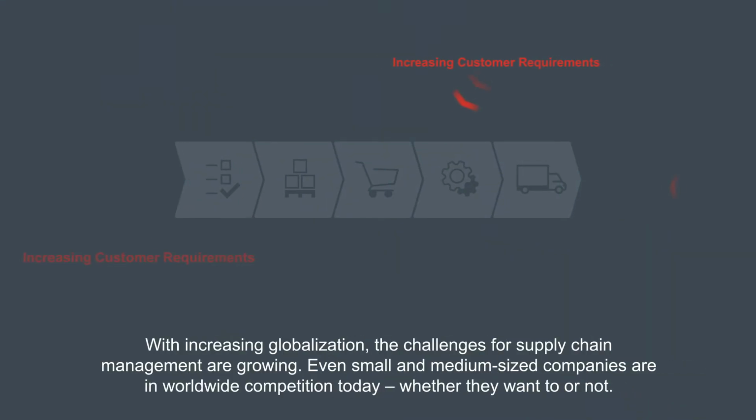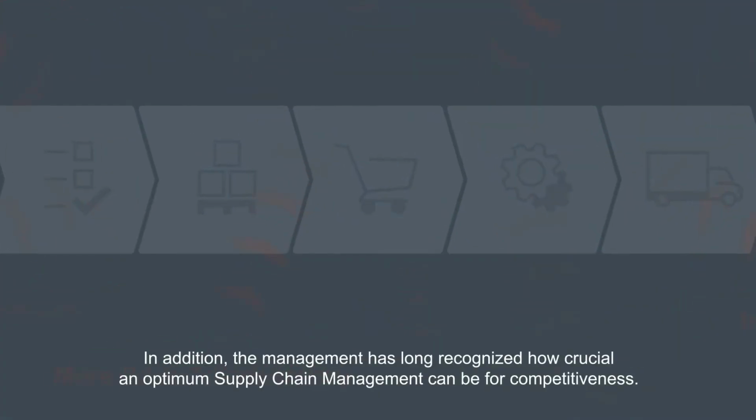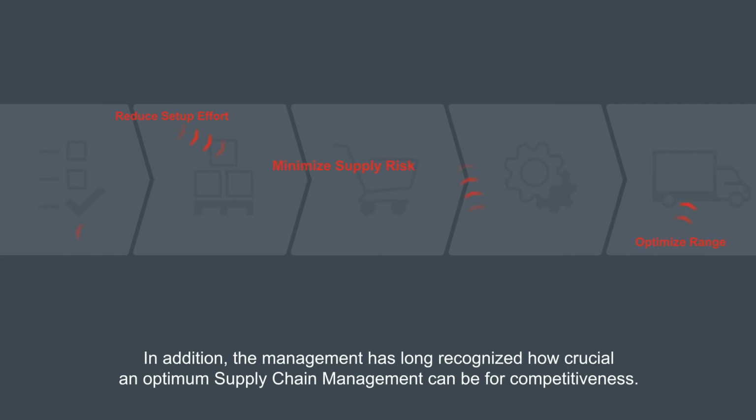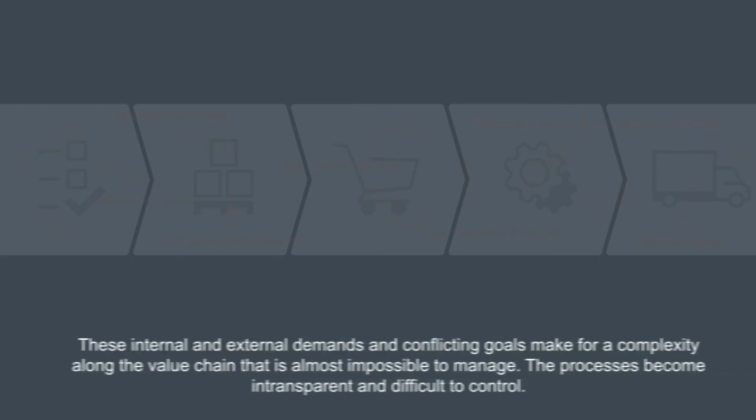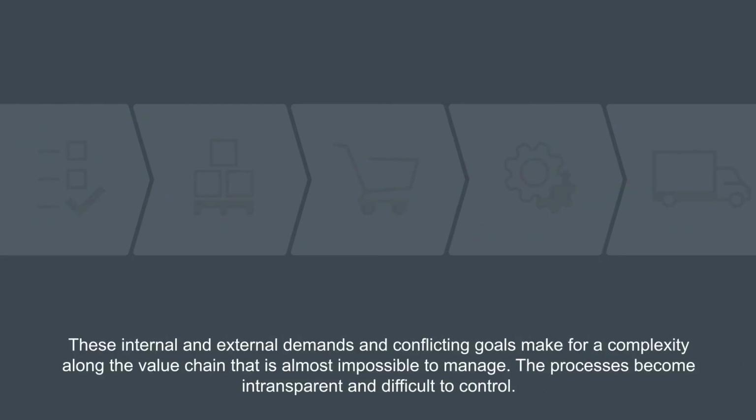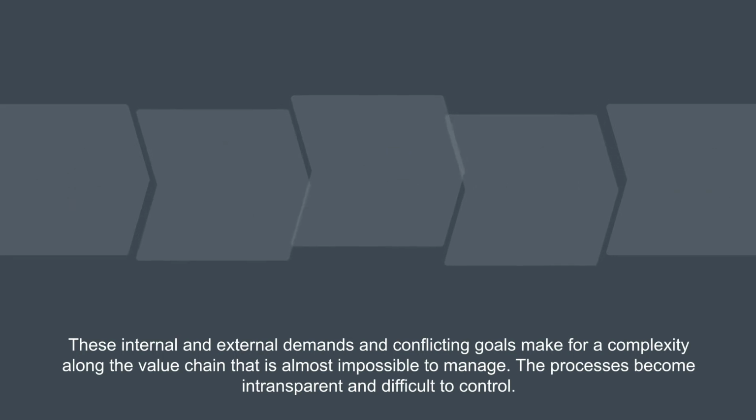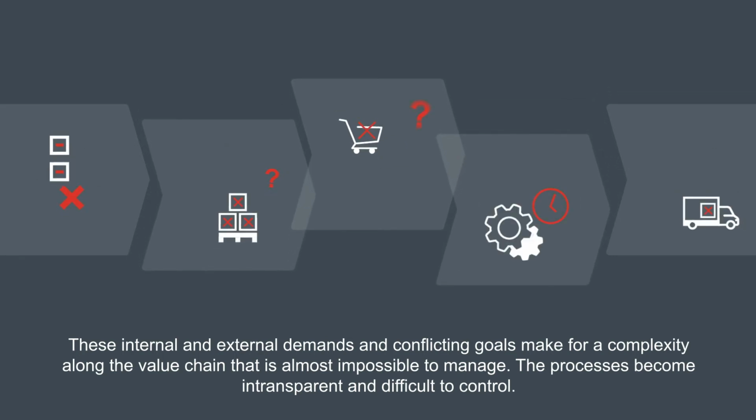With increasing globalization, the challenges for supply chain management are growing. Even small and medium-sized companies are in worldwide competition today, whether they want to or not. In addition, the management has long recognized how crucial an optimum supply chain management can be for competitiveness. These internal and external demands and conflicting goals make for a complexity along the value chain that is almost impossible to manage. The processes become intransparent and difficult to control.